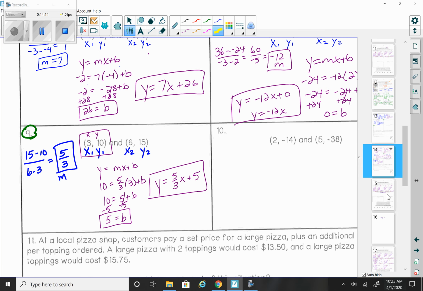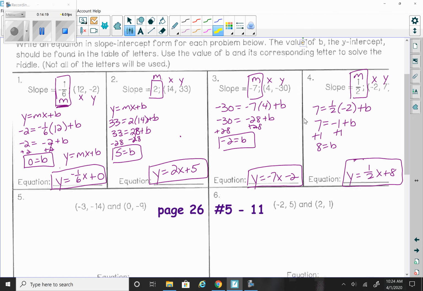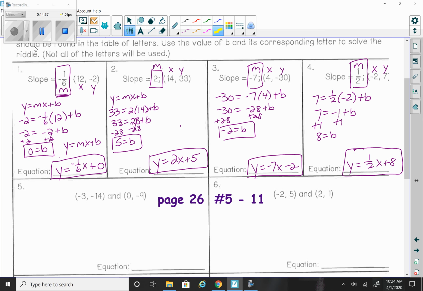Next, we're going to turn over to where our homework is. Today, we're going to do page 26, 5 through 11. One thing I wanted to mention here is that the directions, I didn't cover this before, said to use the value of b and its corresponding letter to solve the riddle. So I'm going to help you fill in some of the riddle squares from the previous 4 problems we did, and then you can finish it when you do the 4 problems for tonight.